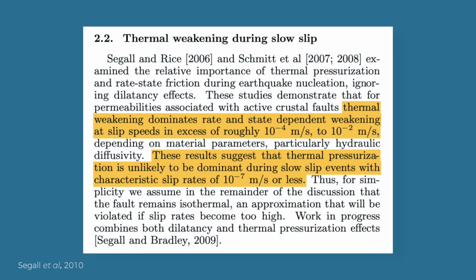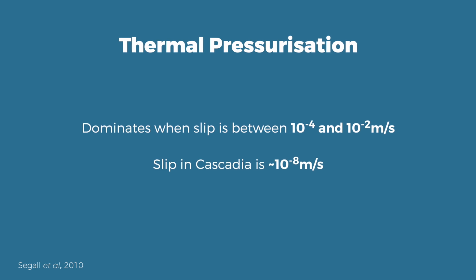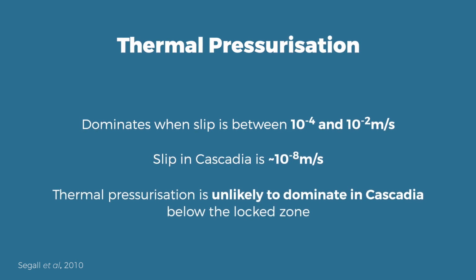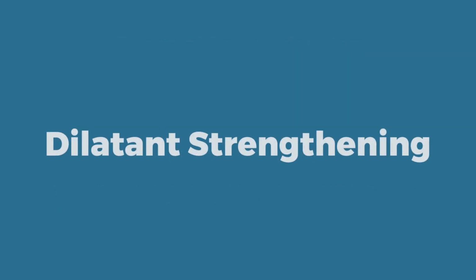Segall et al. show through models that this thermal pressurization is a dominant mechanism when slip velocity is in the range of 10 to the minus 4 to 10 to the minus 2 meters a second. As we mentioned earlier, slow slip velocities in Cascadia are around 10 to the minus 8 meters a second. Therefore, although thermal pressurization does occur in Cascadia, it's unlikely to be dominant below the lock zone.